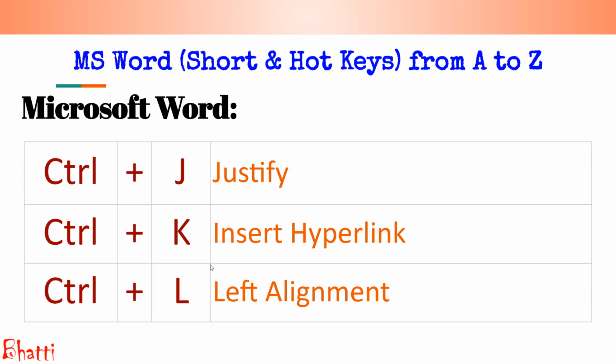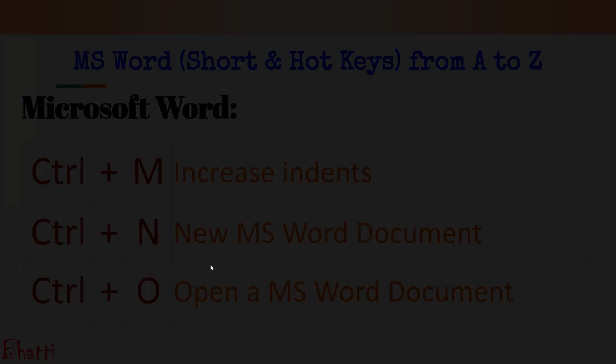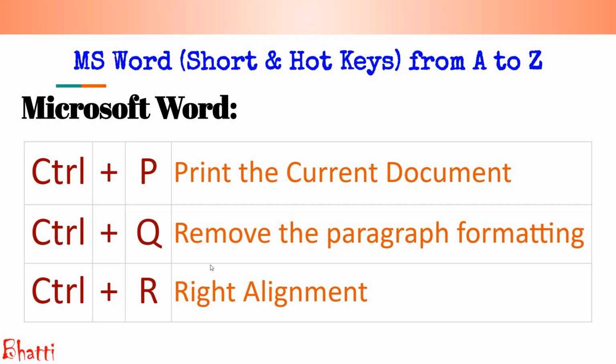Control L, left alignment. Microsoft Word is left aligned by default. Control M, increase indent. It will increase the indent of the paragraph. It is paragraph formatting. Control N, new MS Word document. Control O, open an already saved document. Control P, print the current document. Control Q, remove paragraph formatting. Whatever paragraph formatting I make, Control Q will remove the whole paragraph formatting.